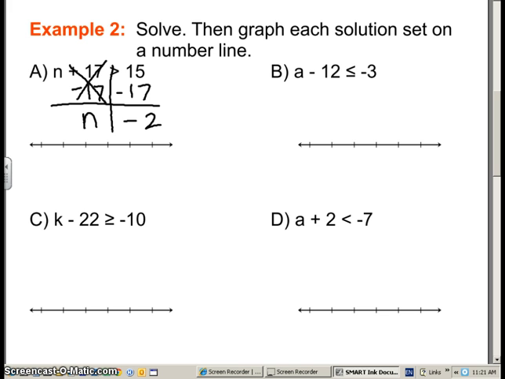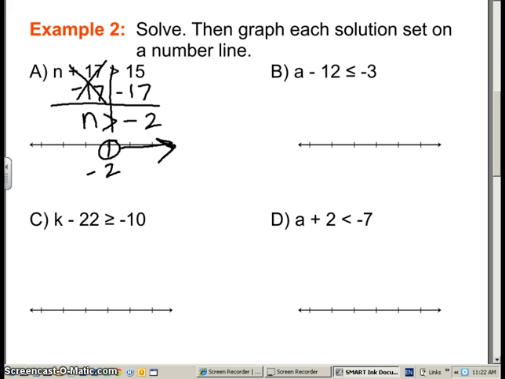Negative 2. Now again, if you take a look at the inverse operations that we just did, we did adding or subtracting. Therefore, all I have to do is bring down my inequality, and we get n is greater than negative 2. For your graphing, go ahead and graph negative 2. Is it open or closed? Open, as negative 2 is not a solution. And n is greater. Greater is to the right. Greater to the right. And there's your answer.